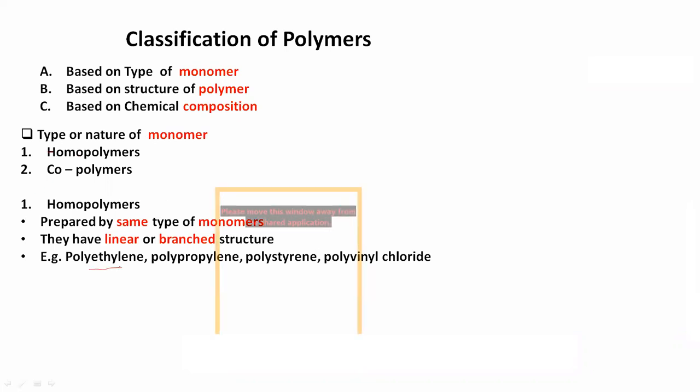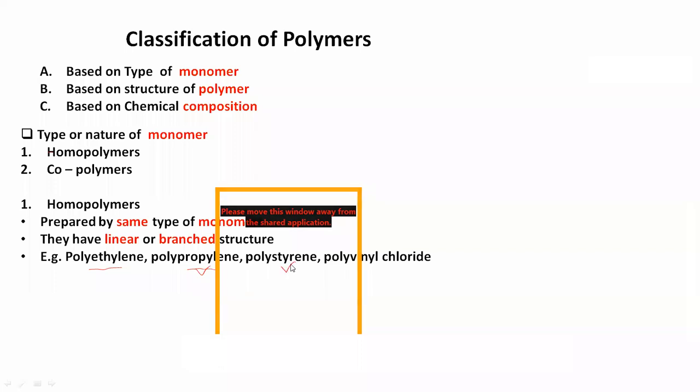This is the first example, polyethylene. Here ethylene is a monomer, so one and the same type of monomer is repeated n times. Second, polypropylene. Here propylene is the monomer. Propylene is repeated n times, and we get polypropylene. So this is a homopolymer.